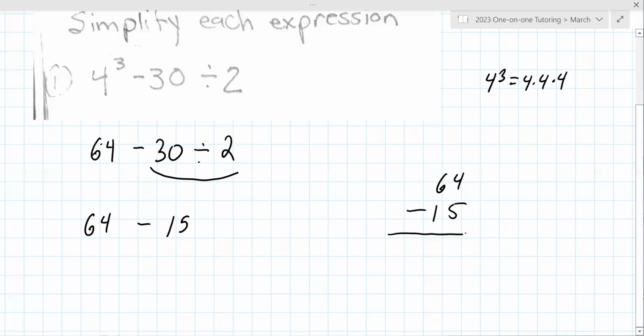You may have to borrow here, right? Borrow from the 6. So 14 minus 5 is 9, and then 5 minus 1 is 4. Oh, 49. Any questions on that before we move on to the next problem? No. Okay.